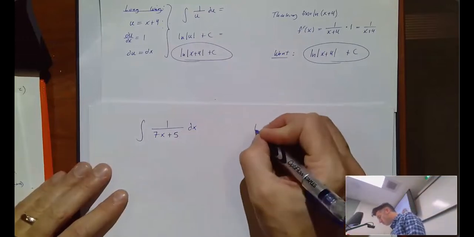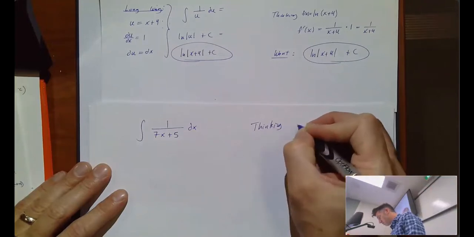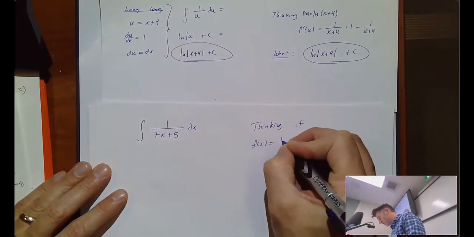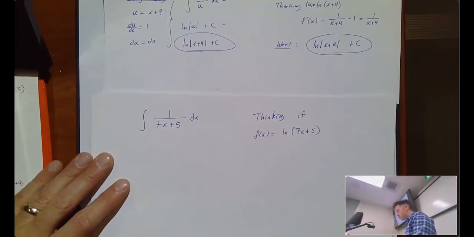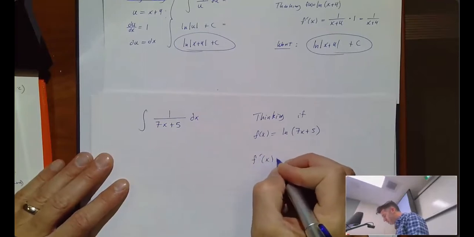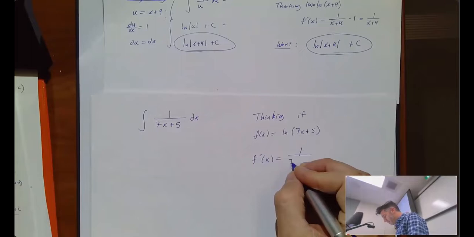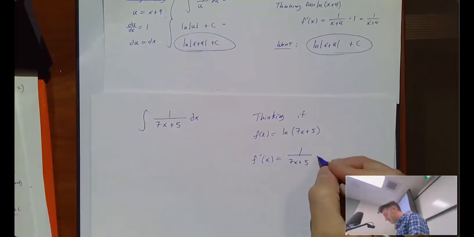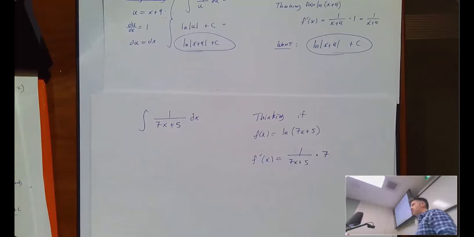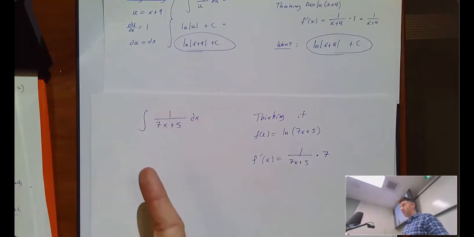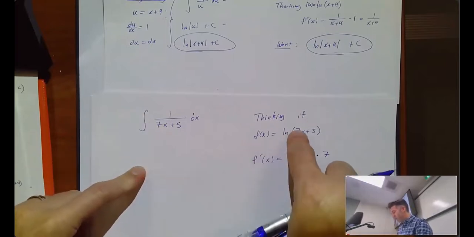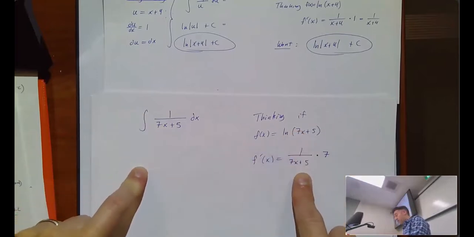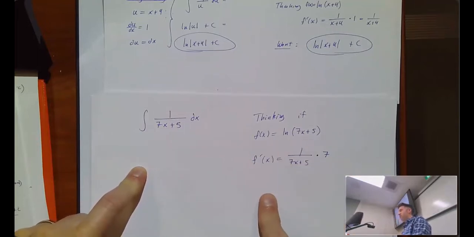So here's what I'm thinking. If my function is the natural log of 7x plus 5, what's the derivative? Well, the derivative is 1 over my stuff times what? Yeah. Now here's the deal. I want the derivative to be the thing I'm trying to take the antiderivative of. That's the whole idea, right? If I'm taking the antiderivative of this to get to a function, I'm taking the derivative of that function to get back to my thing. So I'm off. What am I off by?